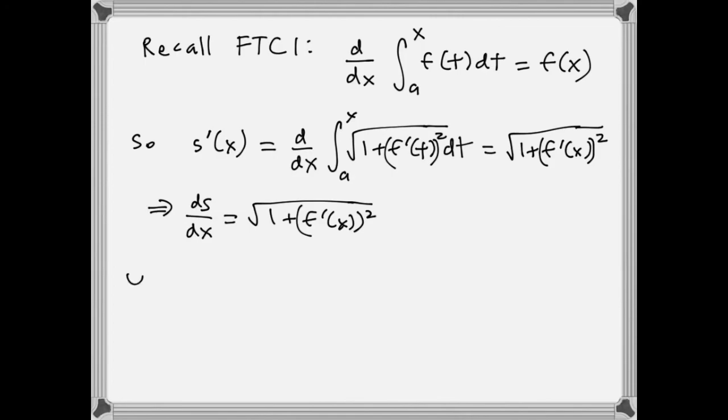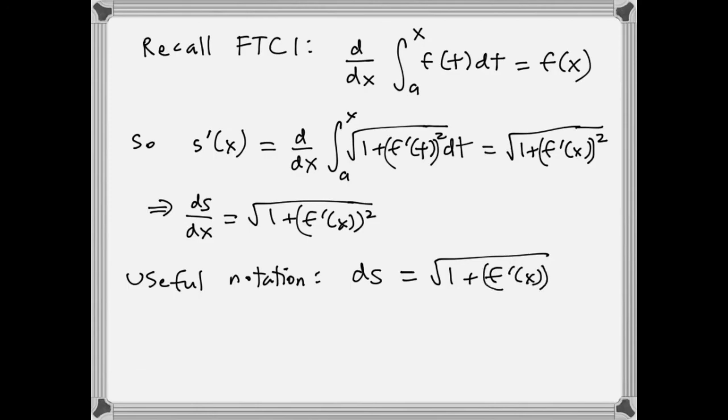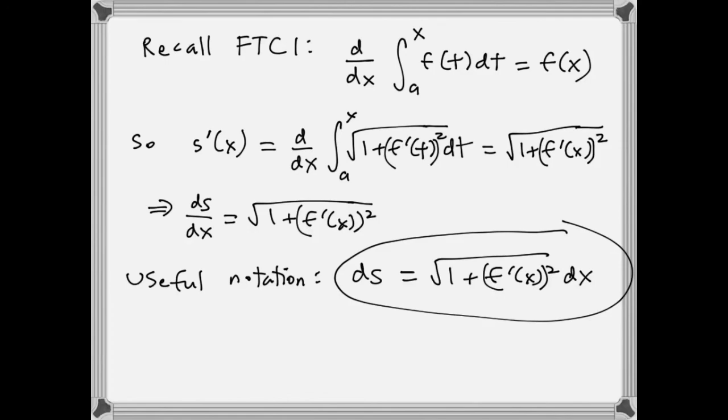What we're going to do, some useful notation then, since this is true, is to write it this way. ds is just equal to the square root of 1 plus f prime of x squared dx. This is an extremely useful piece of notation, and so this actually means that my length formula becomes easier. It's just equal to the integral from a to b of ds. Okay, so ds is that entire radical, square root of 1 plus f prime of x squared dx.